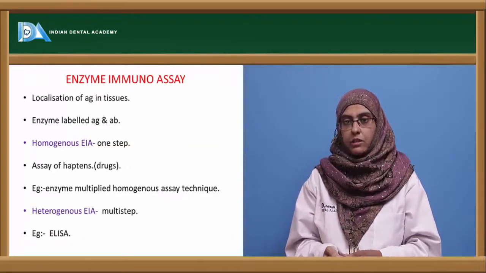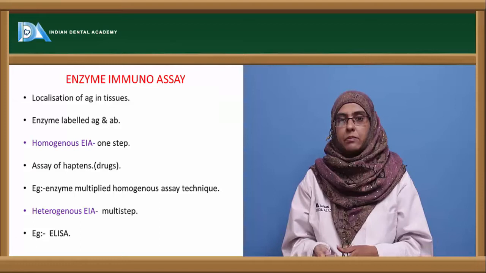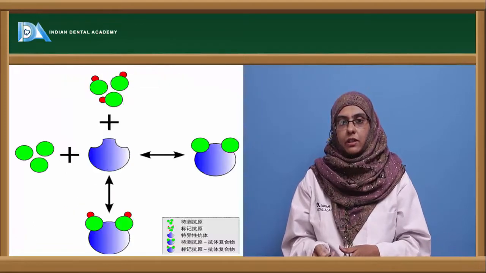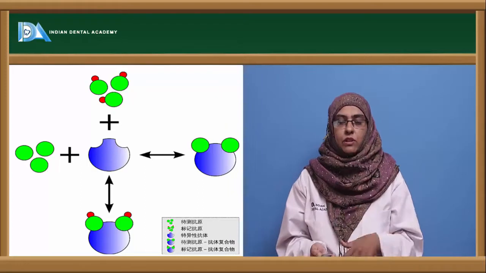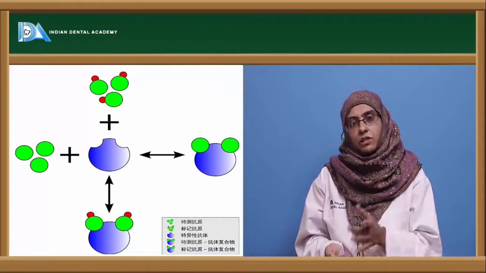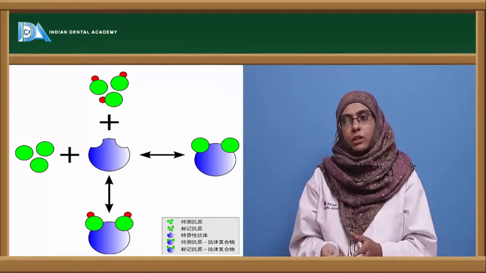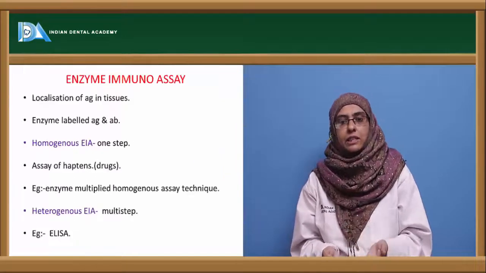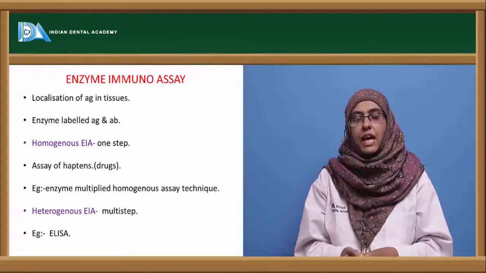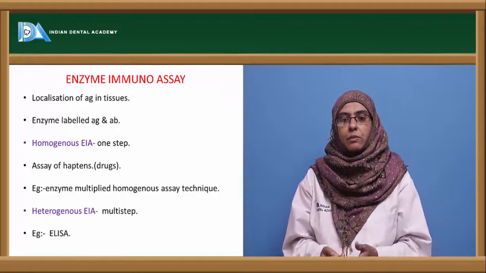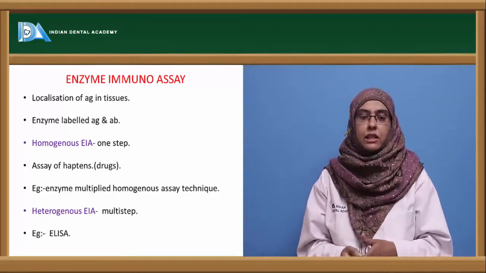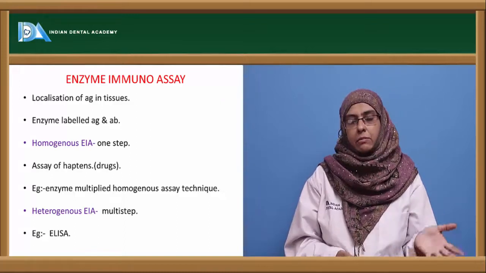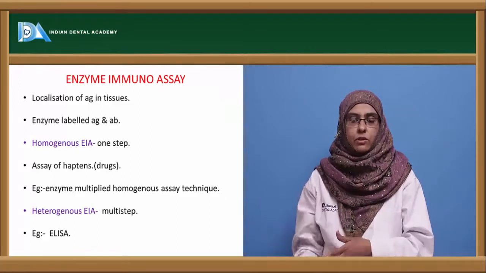The more specific method, apart from radioimmunoassay, where there is an association of radiation hazard, we can now shift to the conjugation of antigen and antibody with the help of enzymes. So these are called enzyme immunoassay. Now, as we all know, enzymes are the ones that usually mediate a chemical reaction, where the enzyme usually reacts with the substrate to give rise to a product.